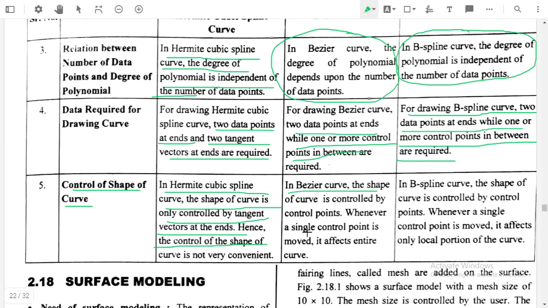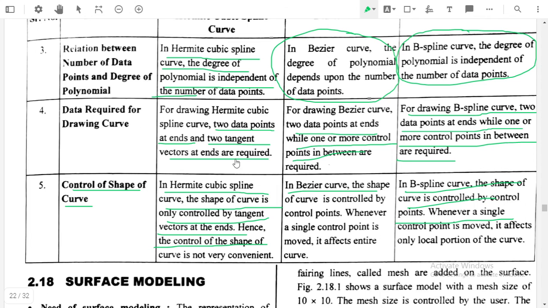In a Bezier curve, the shape of the curve is controlled by the control points. If we change the position of any control point, then the overall shape of the Bezier curve will change. And in the case of a B-spline curve, the shape of the curve is also controlled by the control points, but in a B-spline curve there is local control. Means if we change one point of the curve, then only that portion of the curve will change, and the remaining portion of the curve will remain the same.